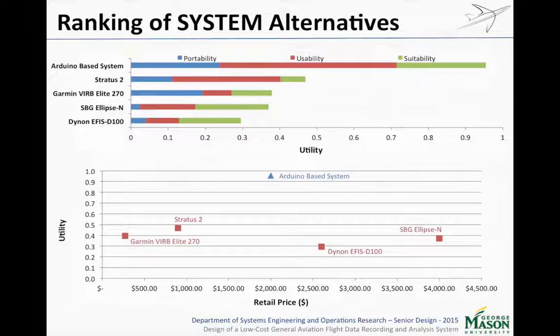We found that the Arduino-based system is still superior in its utility. However, at a price of $2,000, it does not meet the low-cost constraint that our sponsor set. For that reason, we have to recommend the Garmin Virb Elite to our sponsor. The Garmin Virb Elite is by far the lowest cost device here at $280, and can be found on sale for as low as $200. In addition, it has the second highest utility within the set of currently available monitoring systems. But we weren't really happy with this. It still gives our pilots a pretty low utility, even though it's low cost, and we wanted to try to do a little bit better.